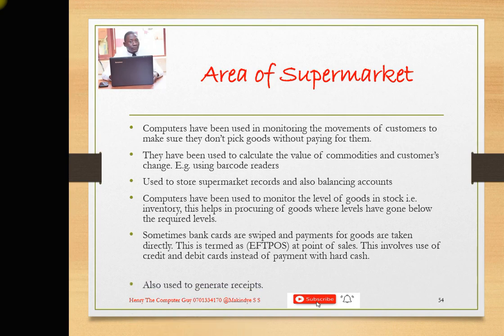Let's continue. They're telling us that computers are also used to generate receipts. You buy an item in the supermarket, they give you a receipt there and then. Remember I talked about what we call a POS.